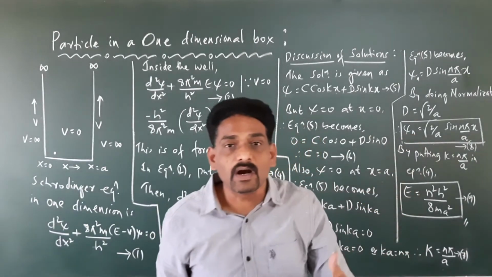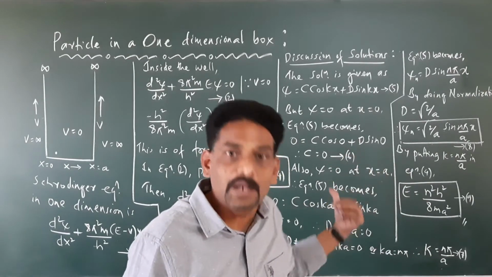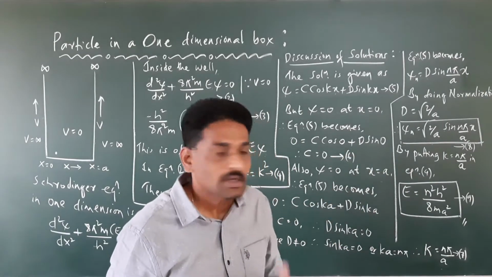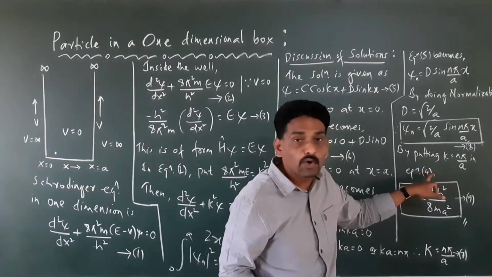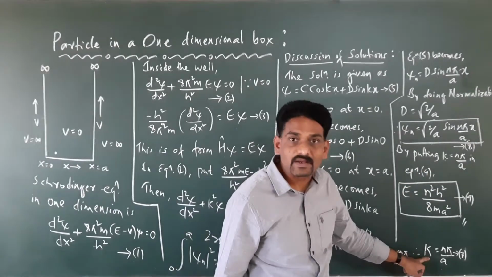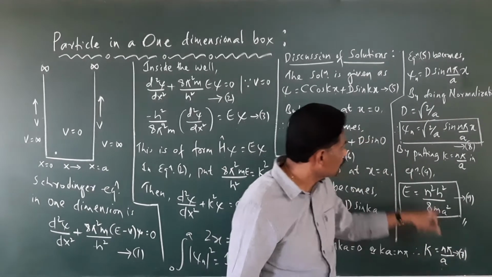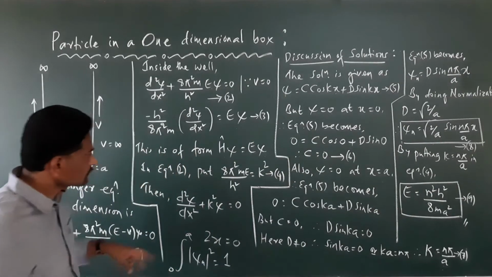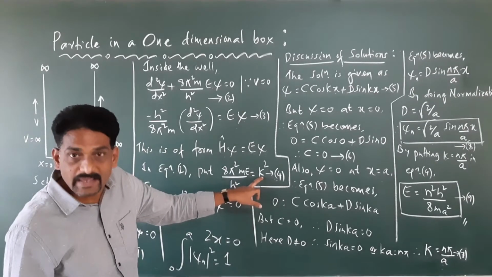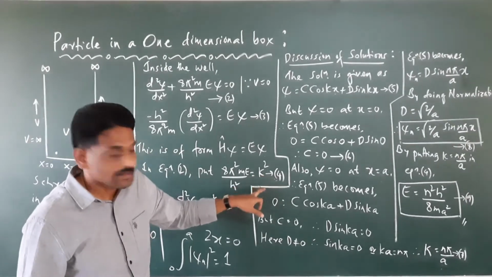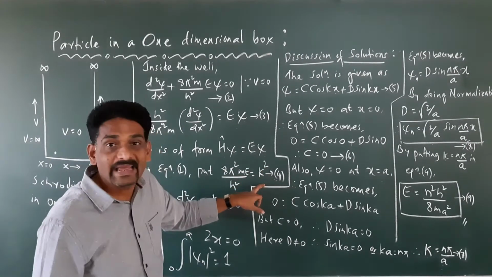But what is our main aim? Our aim is to calculate the energy associated with the particle present in a box. In order to calculate the energy, we put k equals n pi by a in equation 4. Here we have the value of k, which is n pi by a. This value of k we put in equation 4. If you square it, it is going to be n square pi square divided by a square.